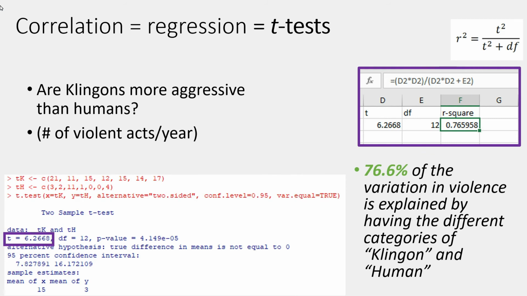Our test of difference is a test of association. The fact that humans and Klingons differ in aggressiveness is the same thing as the fact that being Klingon versus human is associated with aggressiveness. Tests of difference between levels of a variable, like the variable species, on some outcome variable, are the same as tests of association of the variable and that outcome variable.